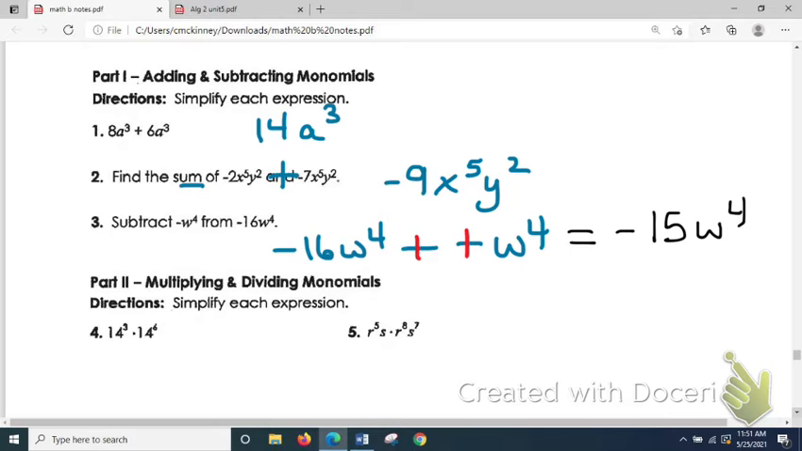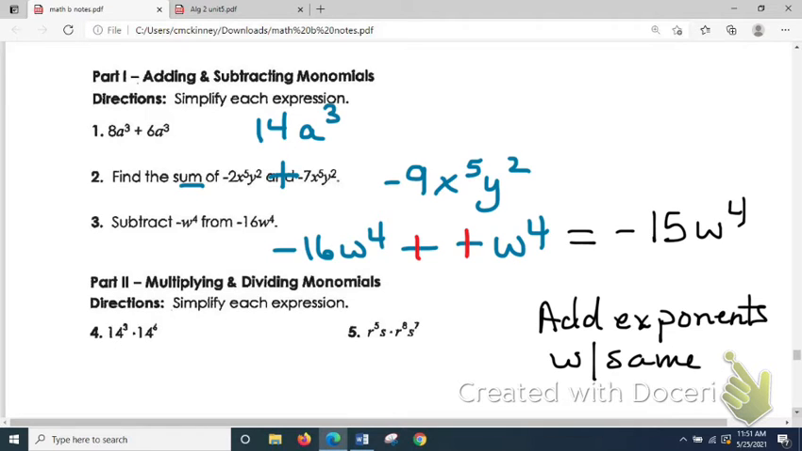So then the next part, when we're multiplying and dividing, remember that we add the exponents when we're multiplying if they have the same base. So this I would just rewrite as 14 to the 9th power. If it doesn't have an exponent, it's understood that it starts out with its exponent being a 1. So the r exponents would get added together, and the s exponents would get added together.